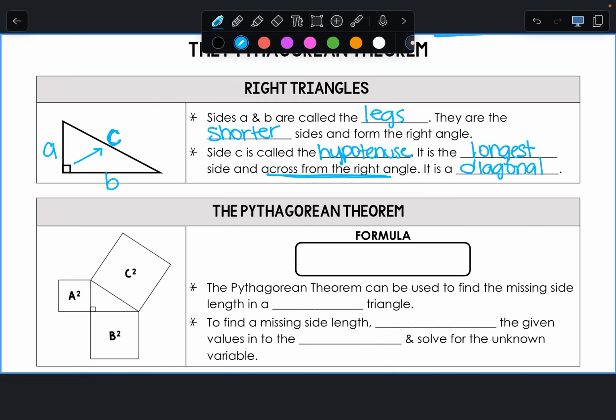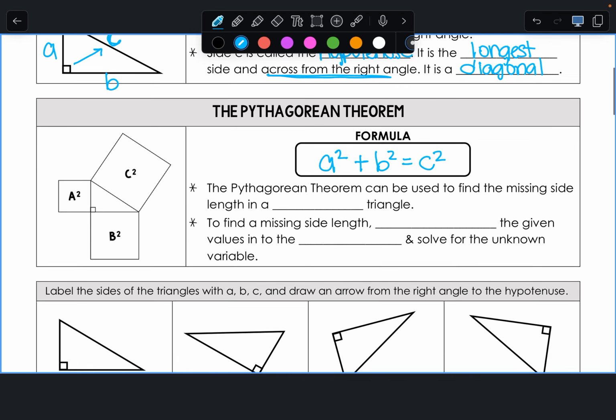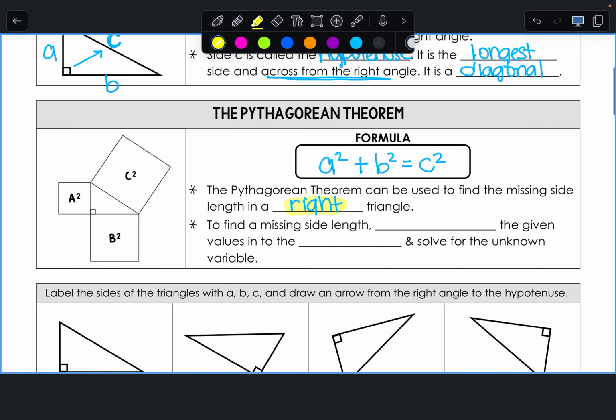Now, what is the formula for the Pythagorean theorem? What was the formula that we used? A squared plus B squared equals C squared. Good. The Pythagorean theorem can be used to find the missing side in a right triangle. Remember, this formula can only be used for right triangles.